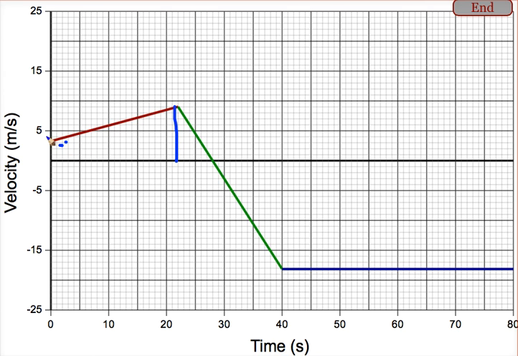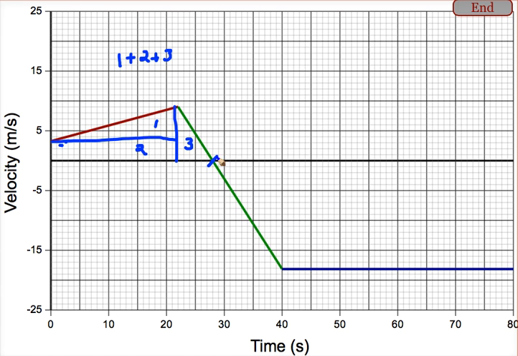So hopefully we could see a triangle, we'll label that one, a rectangle, another triangle. So if you find the area of the triangle, the rectangle, and the other triangle, and add those three areas together, you will get how much distance the object moved forward in this first section of the graph.